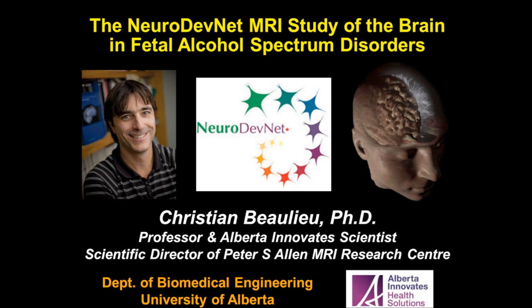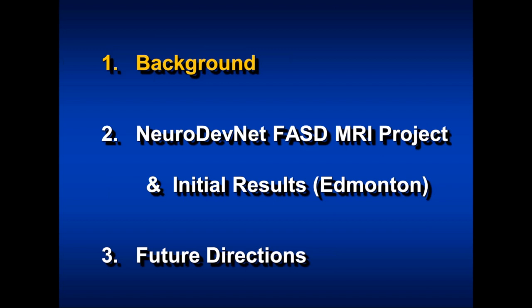I've been part of the NeuroDevNet FASD team, and my role is to coordinate the magnetic resonance imaging, or MRI, study of the brain aspect of the FASD sub-project, and that's what I want to talk to you about today. What I'd like to do is give a bit of background about what we hope to study and why we feel MRI might be useful, and then go into talking about the actual NeuroDevNet FASD MRI project and some initial preliminary results from the Edmonton cohort. As you'll see, this is a multi-site study. And then just talk very briefly about some future directions.